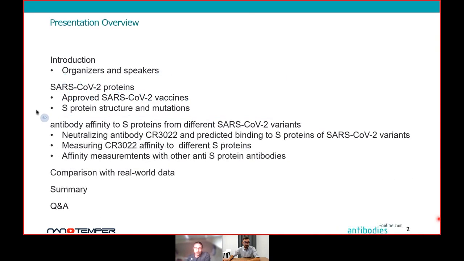After a few introductory words about today's organizers and speakers, I'm going to talk a little bit about SARS-CoV-2 proteins, and in particular the S protein and its significance in context with existing vaccines. Subsequently, we will take a closer look at the S protein structure and the effects of some of the mutations in virus variants of concern, and I will provide some background on one exemplary S protein antibody. Andreas will then present detailed affinity data that we have produced for this antibody and S proteins from different SARS-CoV-2 variants, as well as for some other antibodies. After putting this data in perspective to some real-world data, we conclude the presentation with some summarizing remarks and the aforementioned Q&A session.